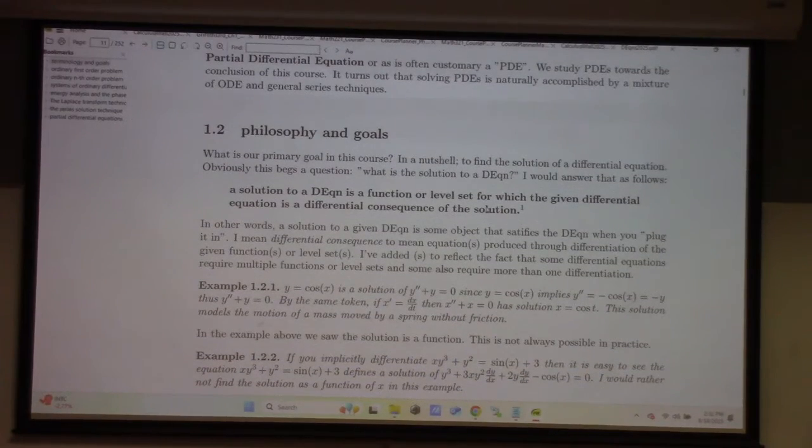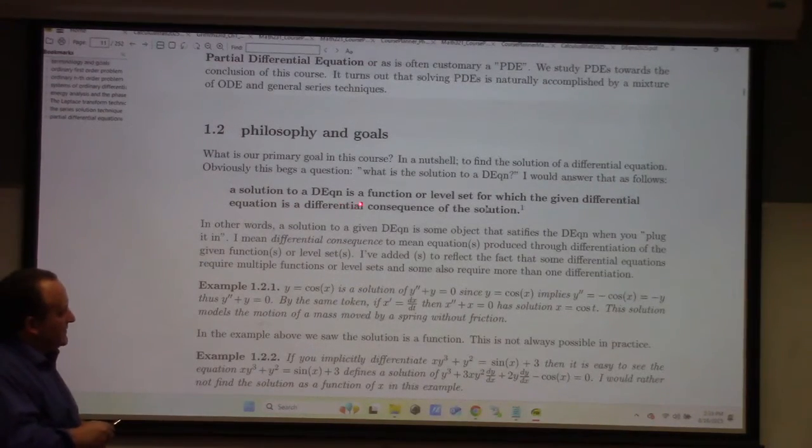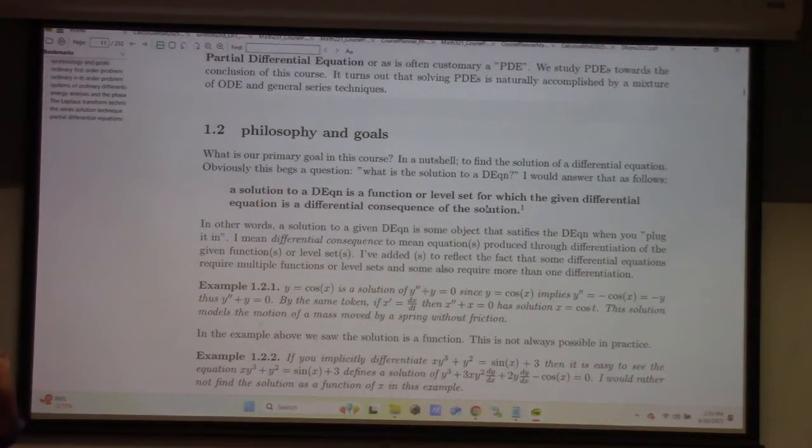here's the basic question that we want to answer: how do we solve a differential equation? That's what we're interested in. Here's a differential equation. What are the solutions, right? So that begs a more fundamental question: what do we mean by solution? This is what we mean. A solution to a differential equation is a function or a level set for which the given differential equation is a differential consequence of the solution, which is just a fancy way of saying if you plug the solution into the differential equation, it works.